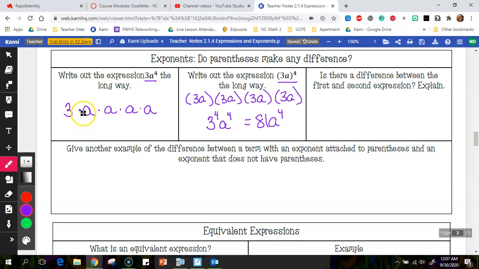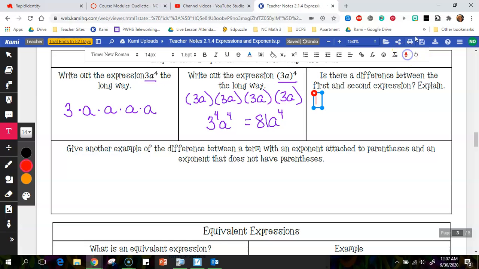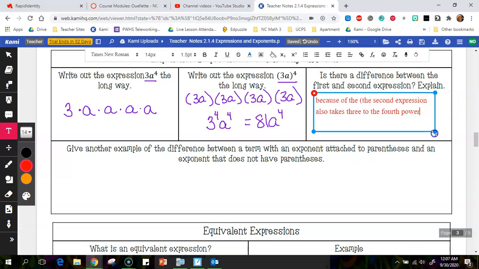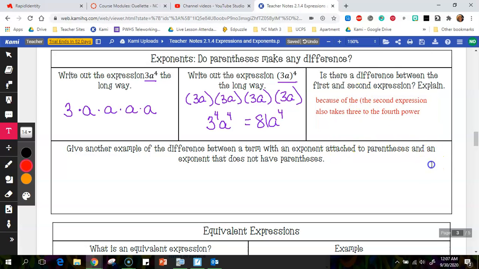So it's different than this one over here on the left, because if you've got something in parentheses, then everything in the parentheses is raised to that power. And let's see, what do we want to put here? Let's use our text box again. Because of the parentheses, the second expression also takes 3 to the 4th power. I guess that'll work. That should say parentheses, but that's okay.